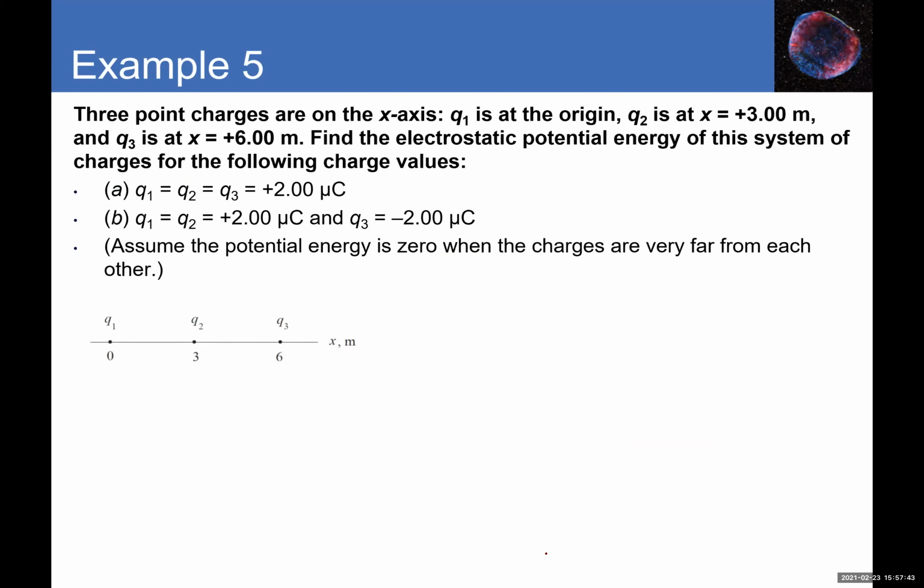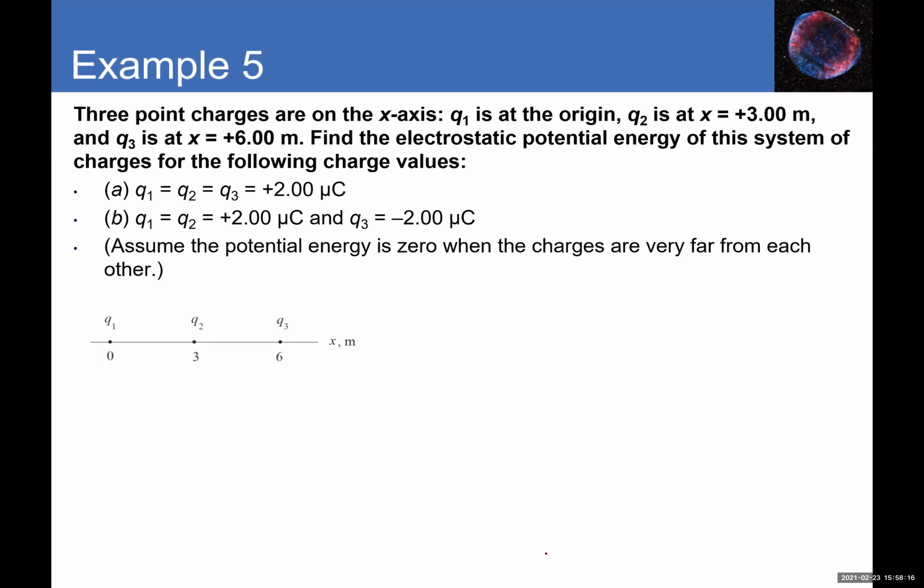All right, so here's another example. Three point charges are on the x-axis. Q1 is at the origin, Q2 is at x equals plus 3 meters, and Q3 is at x equals plus 6 meters. Find the electrostatic potential energy of the system of charges for the following charge values. Q1, Q2, and Q3 are all the same, plus 2 microcoulomb. And for part B, Q1 and Q2 are plus 2 microcoulomb, Q3 is negative 2 microcoulomb. Assume the potential energy is 0 when the charges are very far from each other.